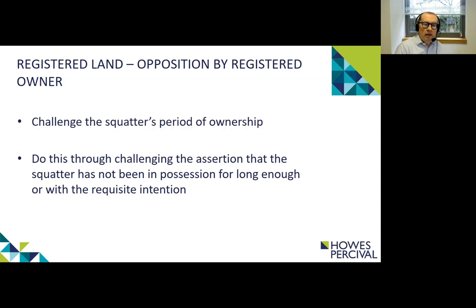In relation to any application, whether it's unregistered land or registered land, it's always useful to attempt to challenge the squatter's period of ownership. So put the squatter to proof.